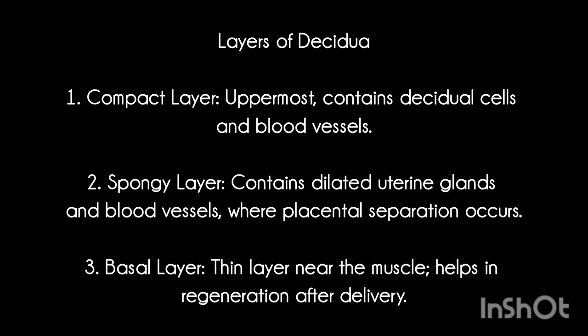Layers of decidua. 1. Compact layer. Uppermost, contains decidual cells and blood vessels. 2. Spongy layer. Contains dilated uterine glands and blood vessels, where placental separation occurs. 3. Basal layer. Thin layer near the muscle, helps in regeneration after delivery.